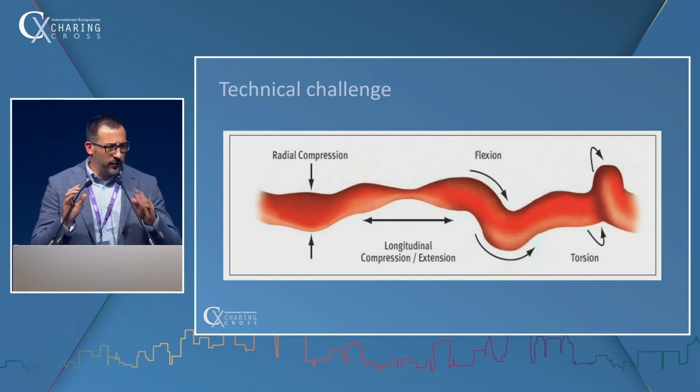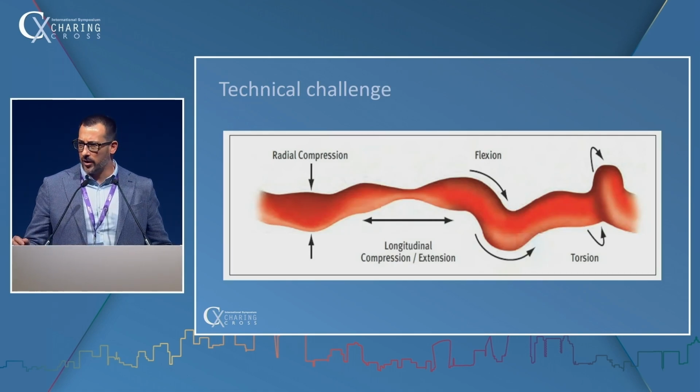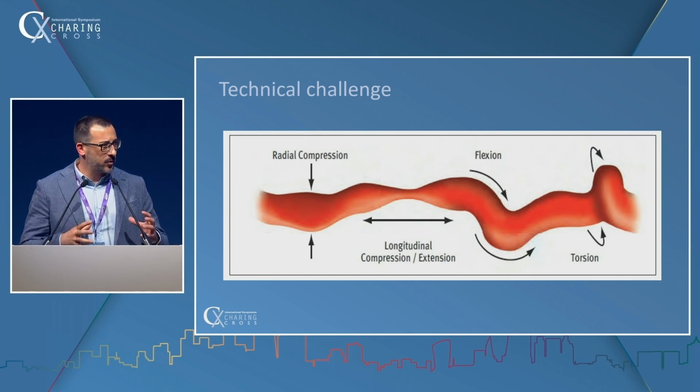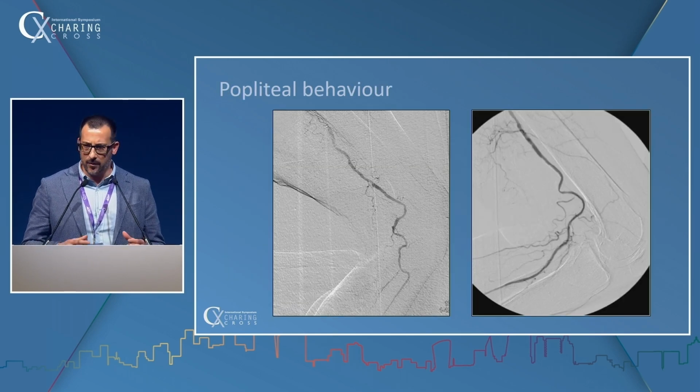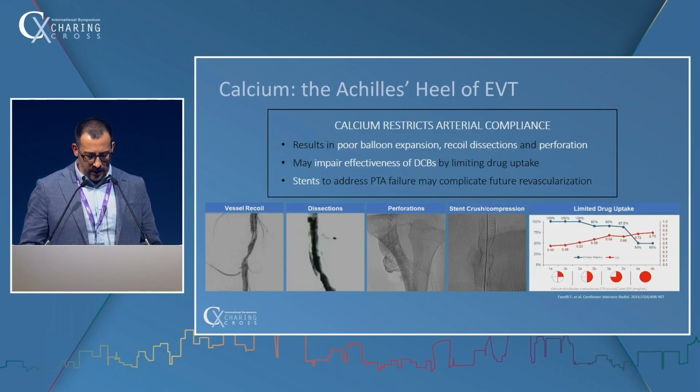As you know, the FemPop segment is a very complex segment for endovascular treatment, due to the forces that appear at the same time in this area. Especially in the popliteal area, when the patient bends the knee, we can find these situations. Even further, if we face calcified lesions, this is the topic today, we can have more frequently vessel recoil, dissections, perforations, under expansion of the stents, and of course, the drug uptake is limited.